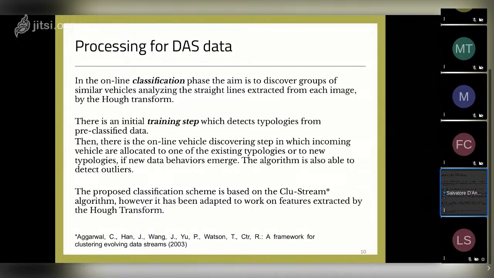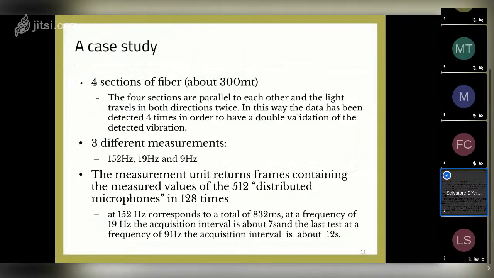The proposed classification scheme is based on the closed stream algorithm. However, it has been adapted to work on features extracted by Hough transform. In the case study, we have 4 sections of fiber, about 300 meters of fiber. The 4 sections are parallel to each other and the light travels in both directions twice.